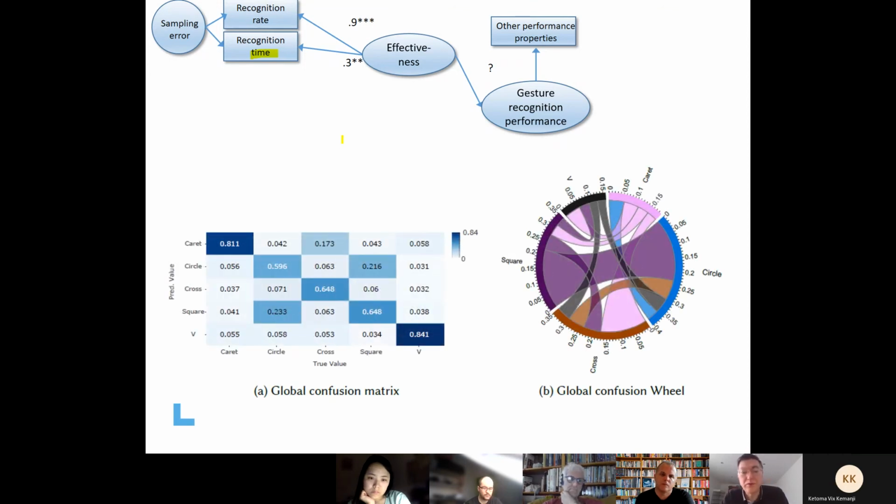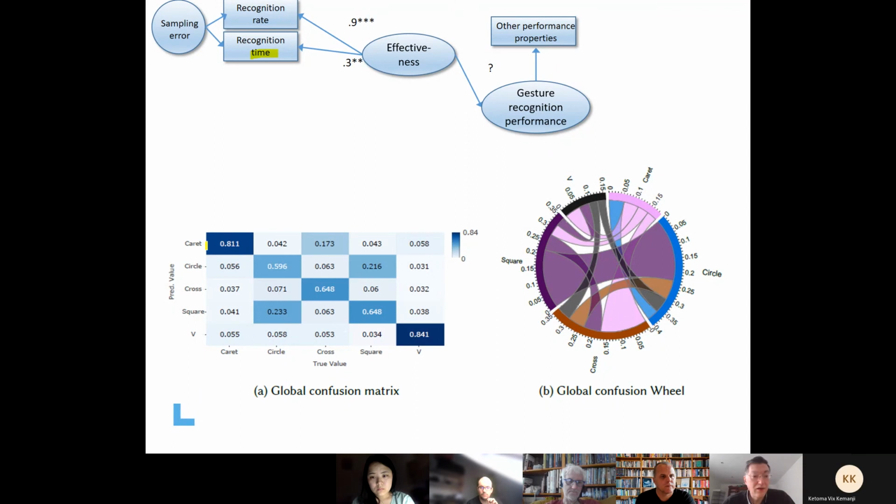So from a system point of view, effectiveness can be measured by traditional metrics like recognition rate or recognition time, and they are usually conveyed through confusion matrices. Like here on the left, we have 5 gestures recognized by this system, and on the diagonal, the better the gesture is recognized, the better the recognition rate. The value should be close to 1, which means that in an ideal position, it would be 100%.